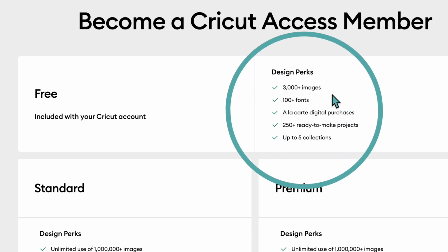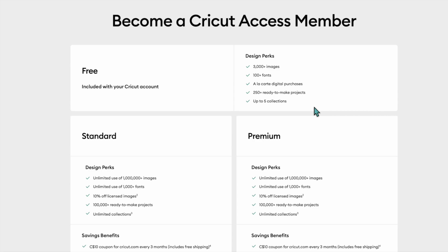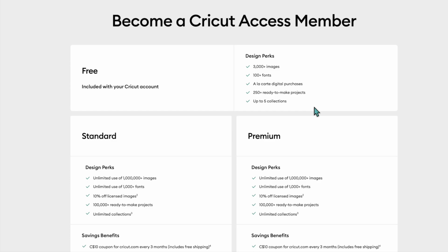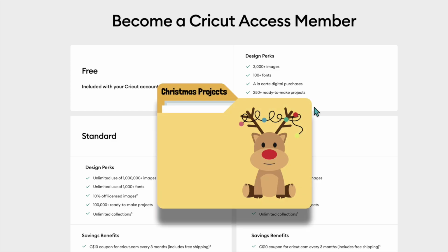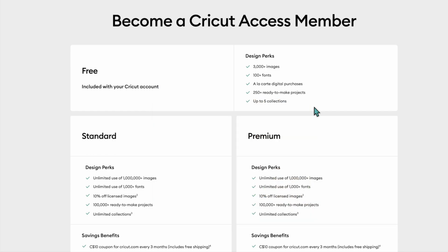So you'll get 3,000 plus images, 100 plus fonts, a la carte digital purchases, which basically means you can purchase different images within Design Space individually. There's 250 plus ready-to-make projects and up to 5 collections. What that basically means is that you'll have up to 5 different file folders that you can organize your projects into. So you might have one that says Christmas projects or birthday projects, and that just helps you keep organized.